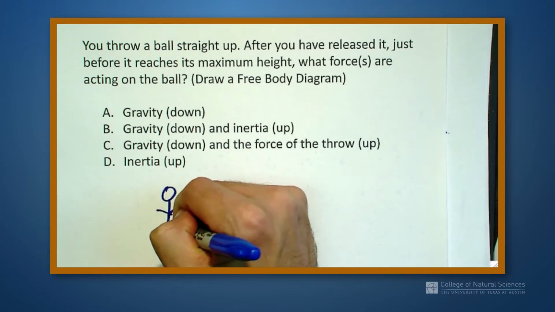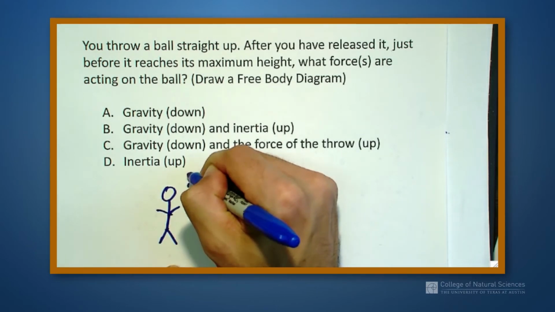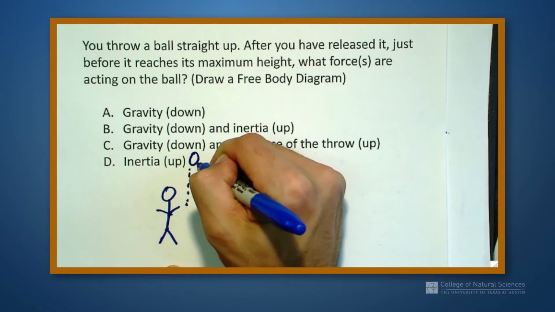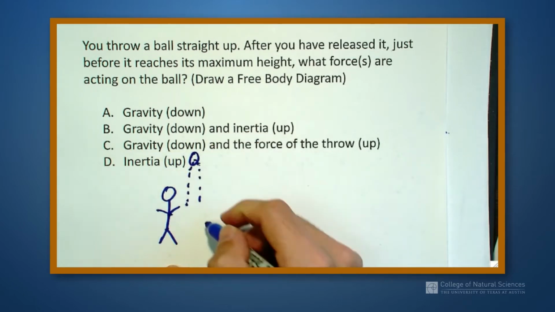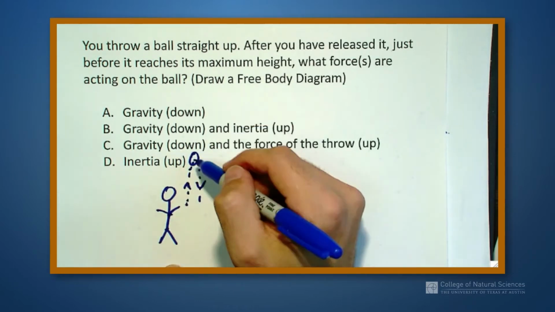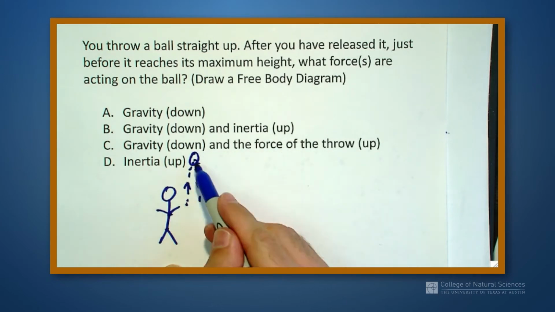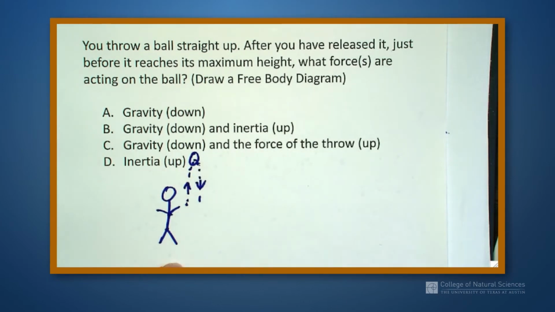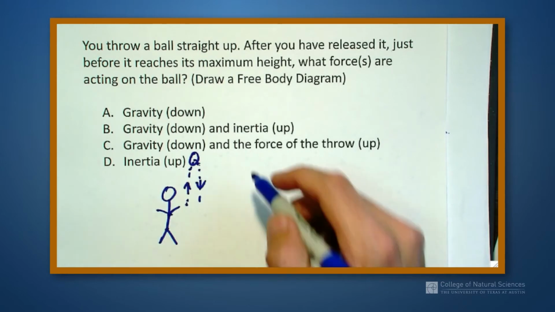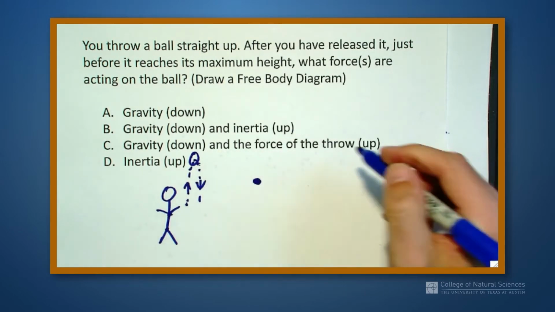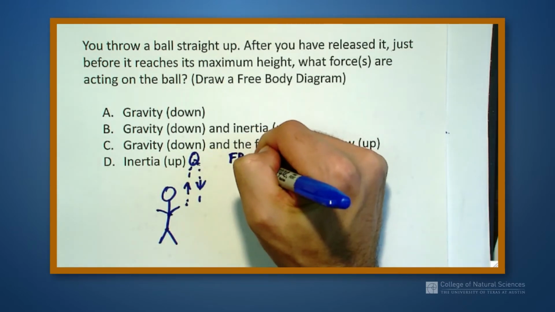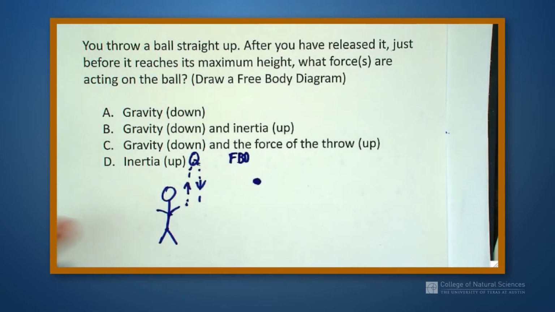So let's draw a quick little picture of what's happening. I have my little self, and I've thrown a ball straight up, and it's going to go up and then come back down. We want to know what the forces on it are when it's right near the top. Well, I'm going to draw a free body diagram. I'm going to ask, what are all the things that are interacting with it?